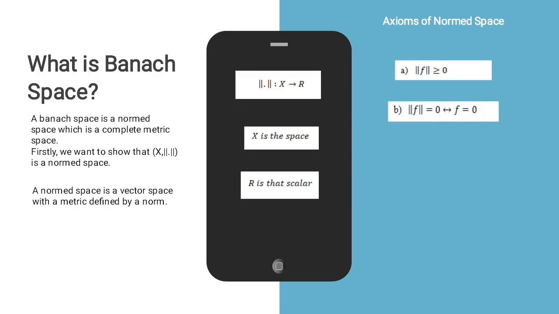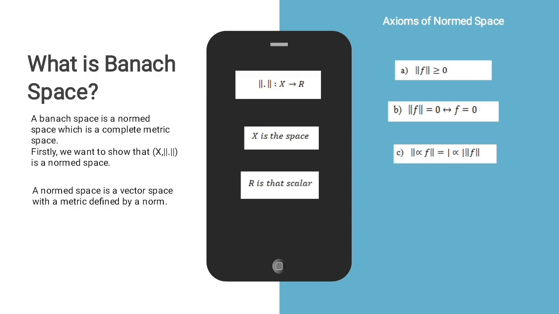The second axiom is, if the norm of any element taken from the space is 0, then we can say that the vector or the element is 0. And the converse is also true: if any element is 0, then its norm or length is also 0.